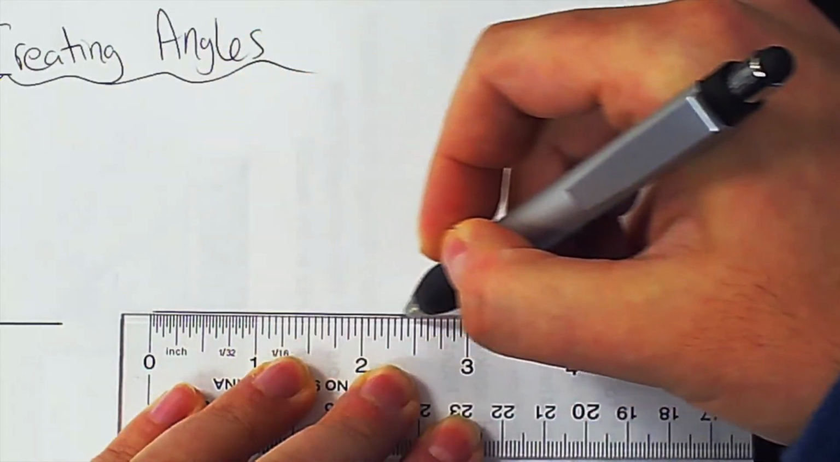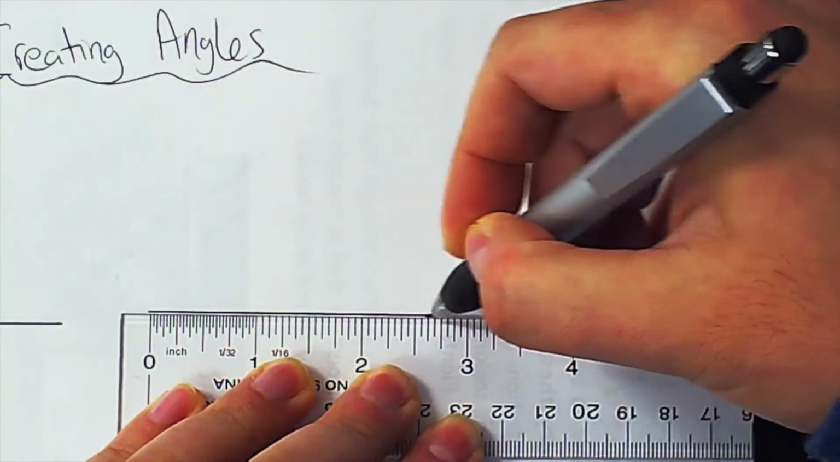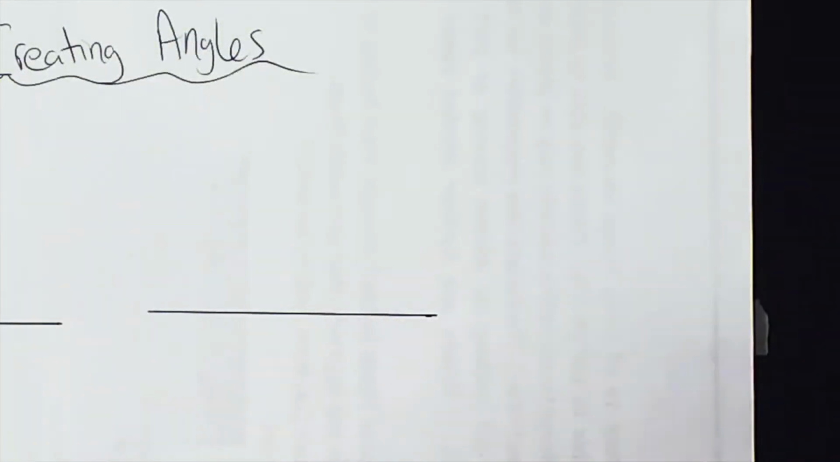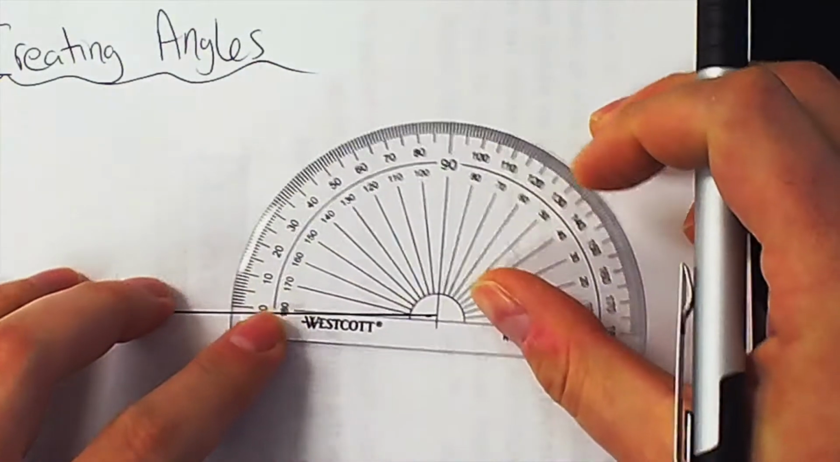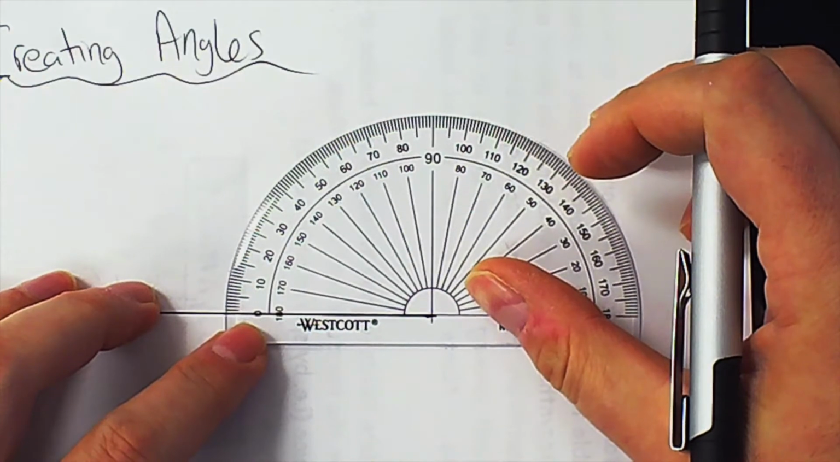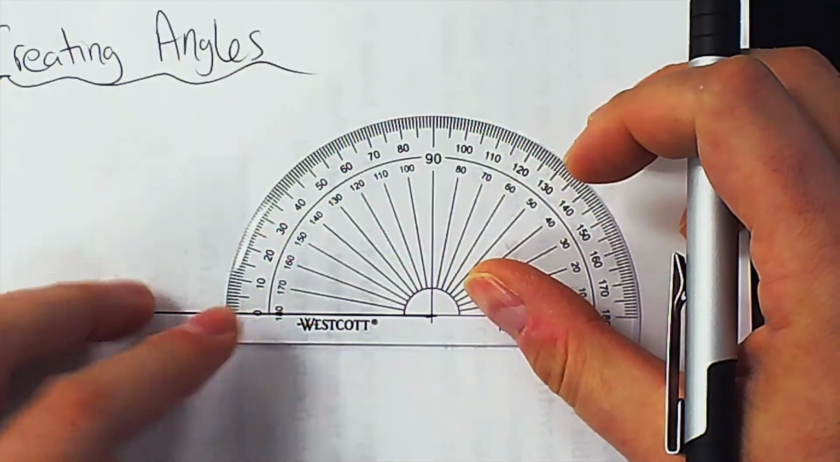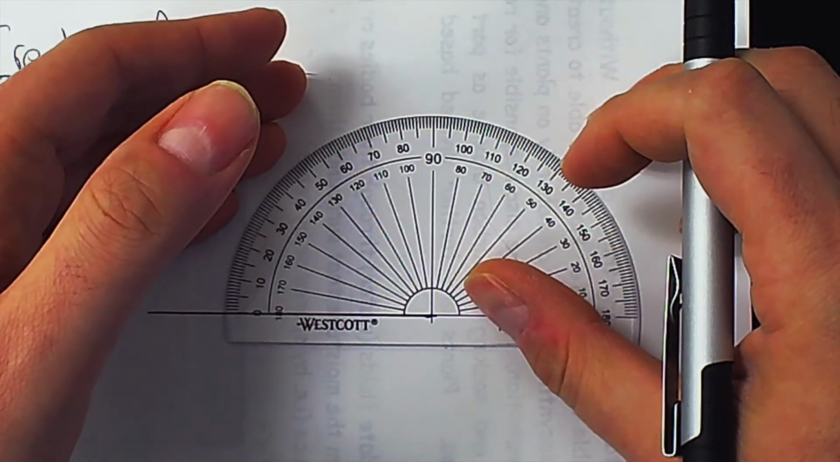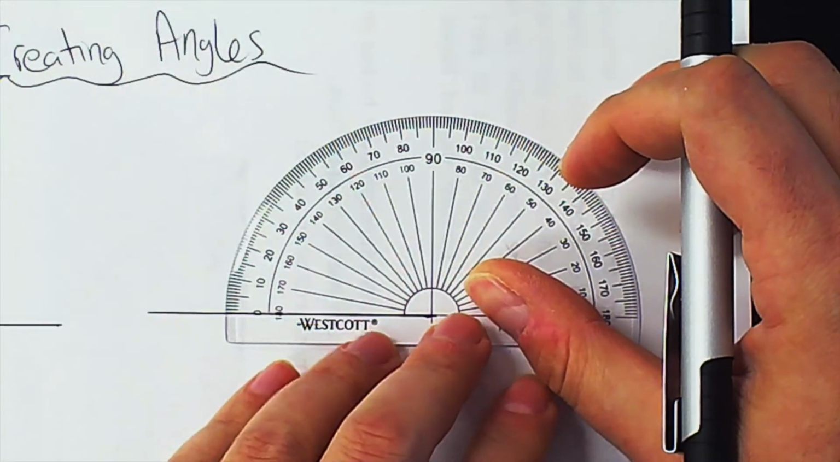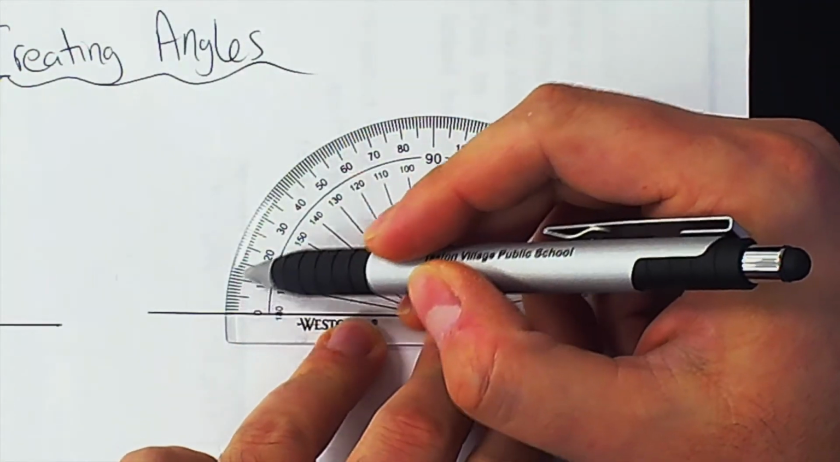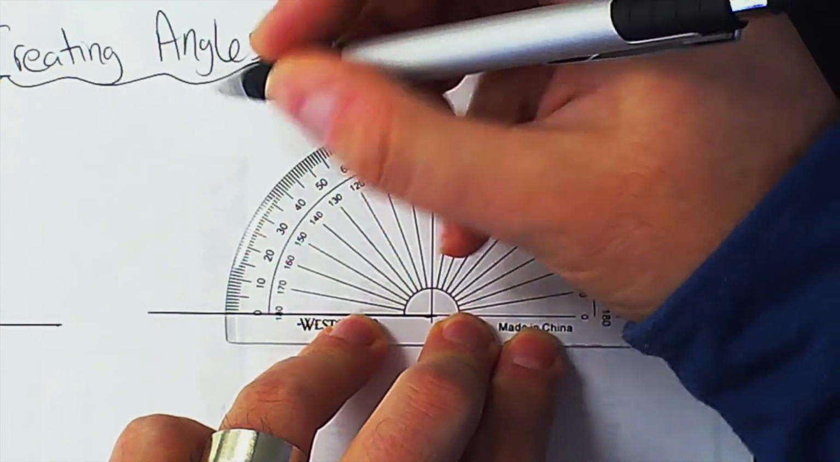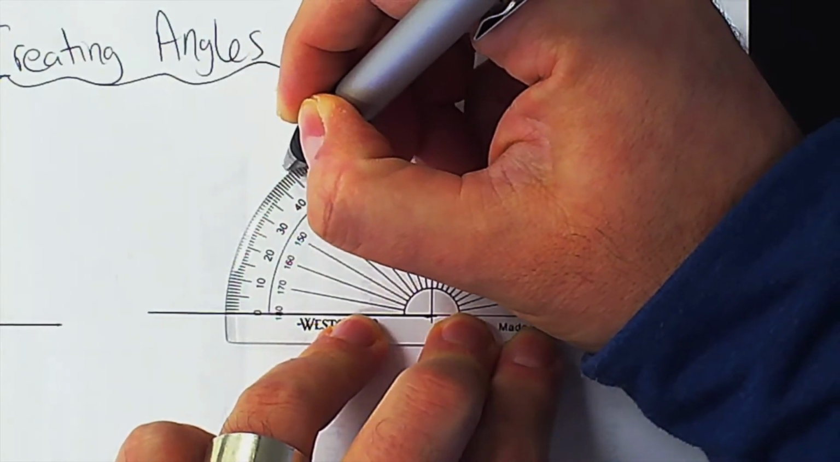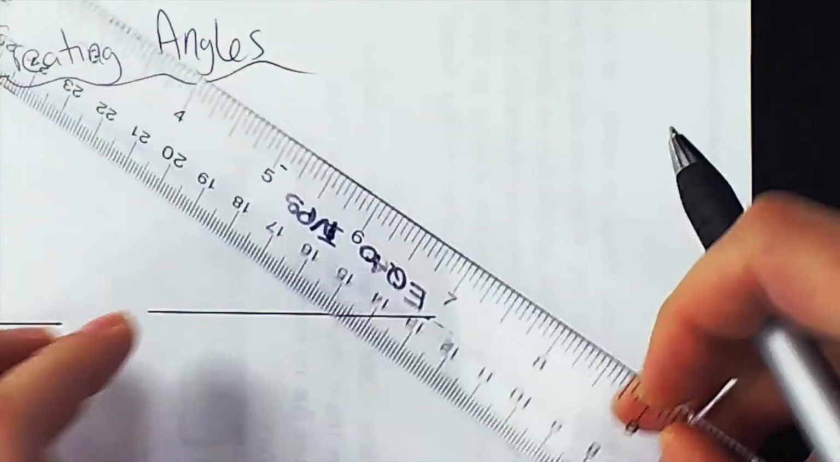I'm going to draw the same line again. But this time, I'm going to line up to the left. So now that I've lined up to the left, I need to use the outside numbers. The outside numbers make it a little bit easier. So I'm going to find 45 degrees. There we go. Put my little indicator there.